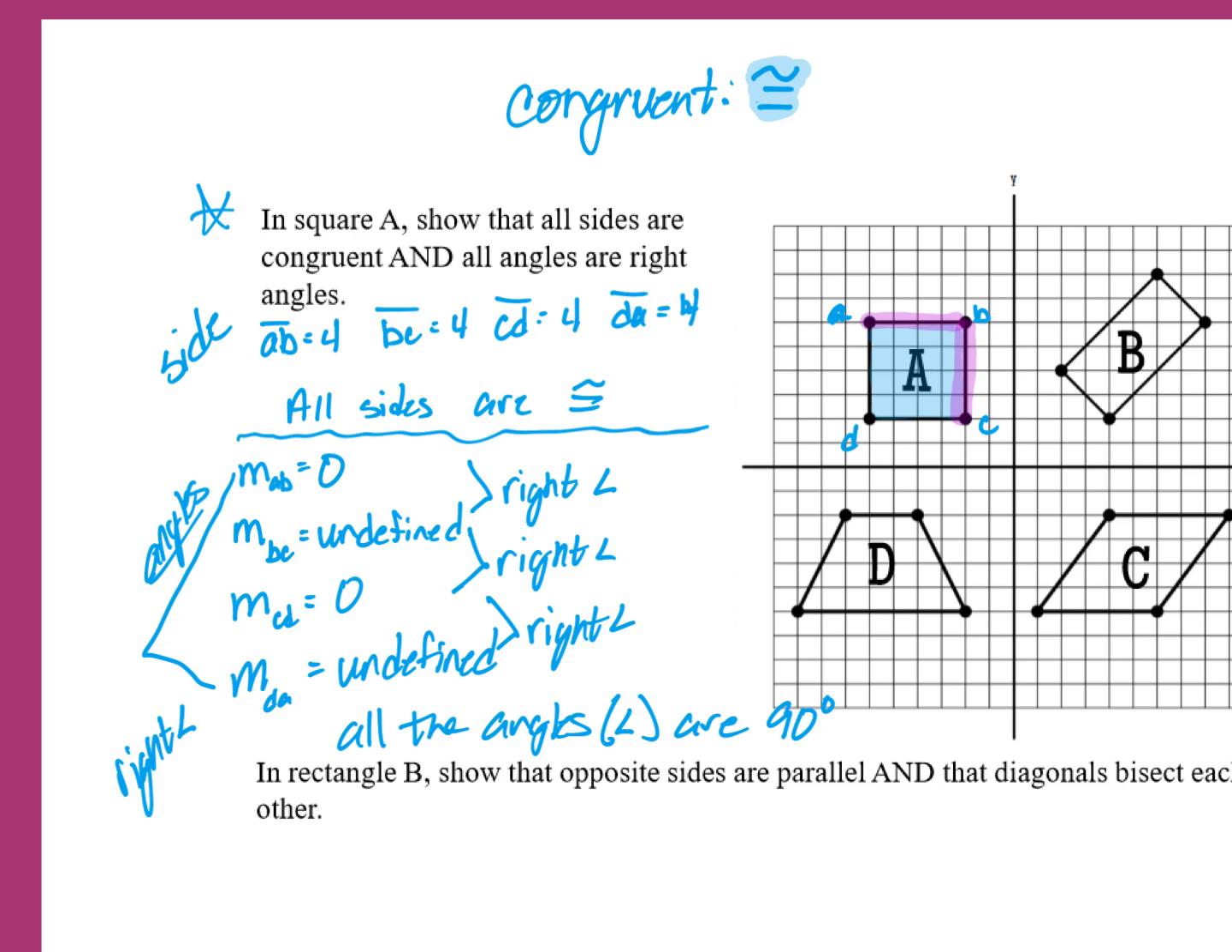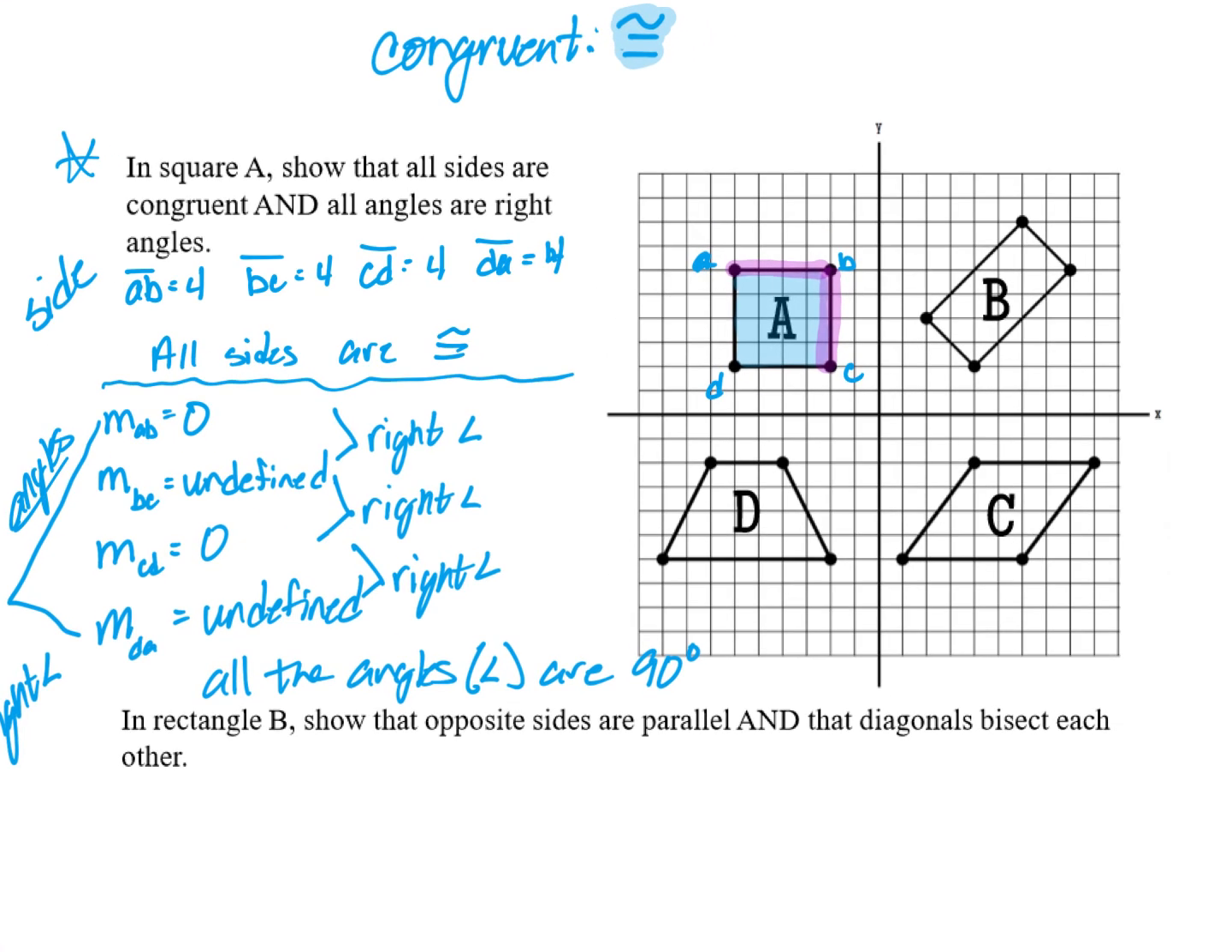In rectangle B. So now we're going to rectangle B. Lovely. Let me highlight it for you guys. Okay, we're going to talk about rectangle B. Show that opposite sides are parallel. How do I show that sides are parallel? What do we find?